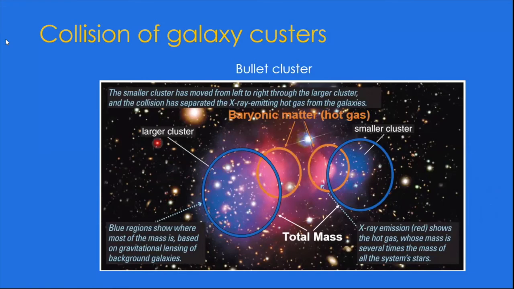So here and here, in these locations, are exactly where most of the mass is according to weak lensing. So galaxies follow where the mass is located, or the galaxies follow the most dominant unseen mass that should be dark matter.